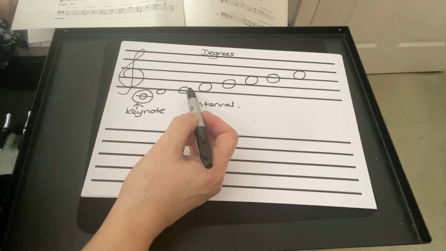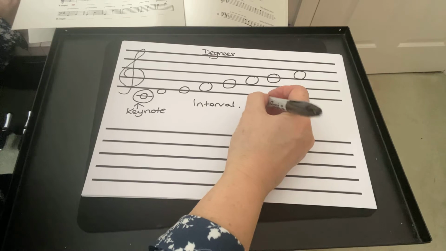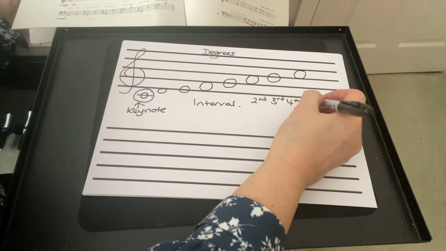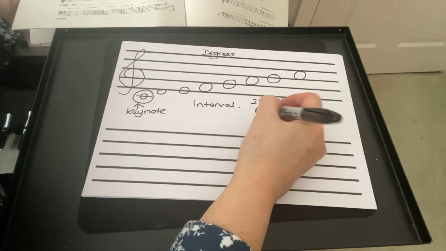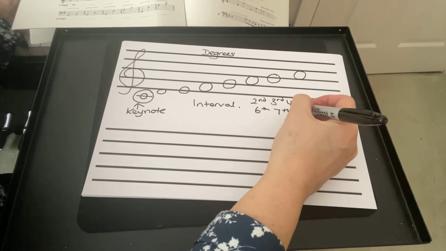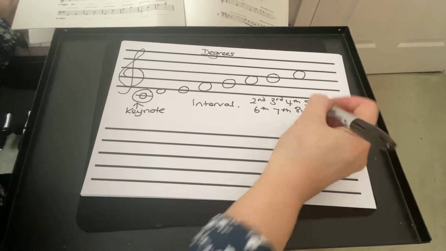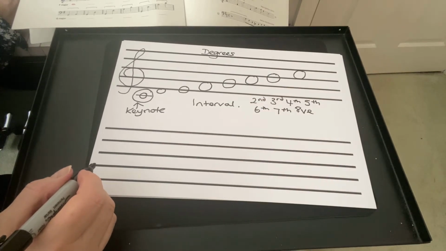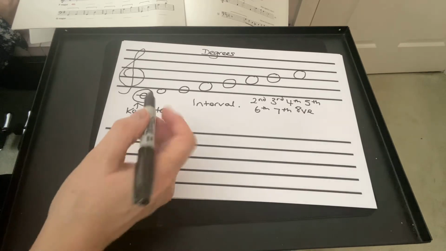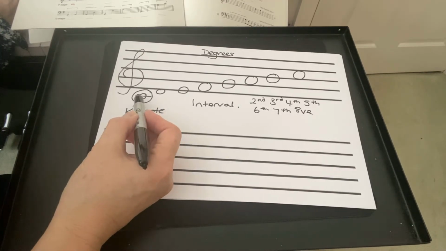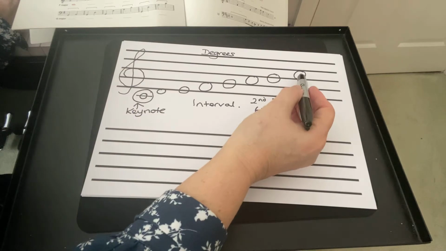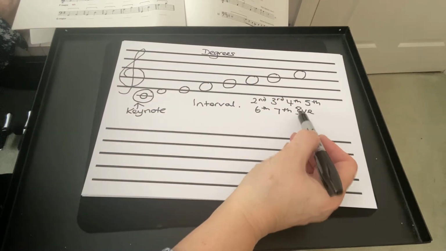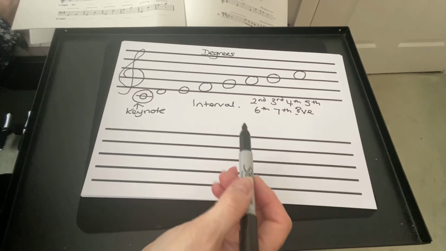So with intervals, we call them second, third, fourth, fifth, sixth, seventh, and when you put octave, you put 8VE. You don't put eighth, you put 8VE for octave. That's a shortened version of it. And that would be if the interval was between the C and the top C, the 8th note. It would be 1 to 8, which is an 8th. So it's really very straightforward.